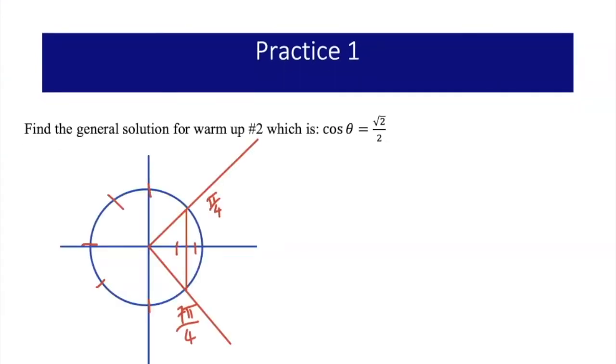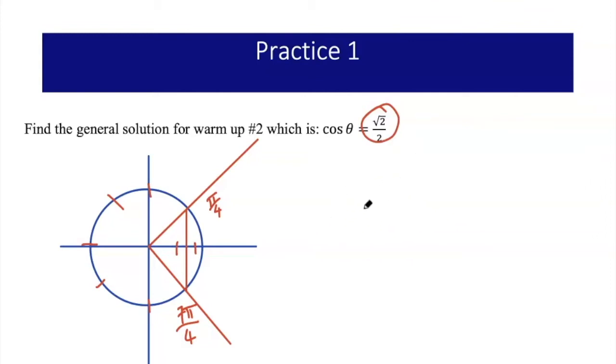And we see that the angles in the first revolution that have a cosine of root 2 over 2 are pi over 4 and 7 pi over 4. This is where knowing these values, knowing which angle has this cosine or that sine or the tangent, comes extremely useful. Actually, it will be necessary next year.